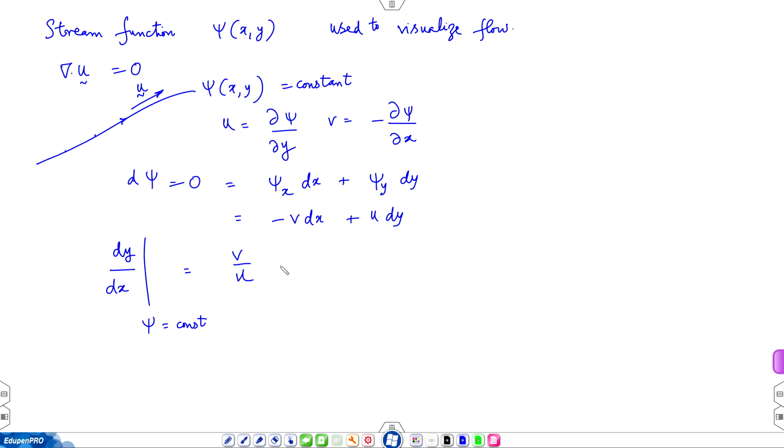So, when you have del dot u, you may call it continuity or mass balance. But if the flow is compressible, then you will only have the mass balance equation, not the continuity equation. So, introducing this stream function, you see that the slope of a psi equal to constant line is v over u, and therefore, the velocity vector is tangential to a curve psi equal to constant.